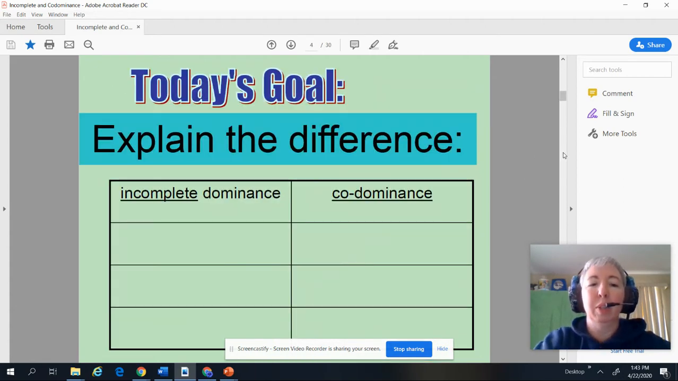So today we're going to explain the difference between incomplete dominance and codominance. You have this graph on your homework. You can fill this in as you watch the screencast, or you can look at the notes page that was included with your assignment. All right.